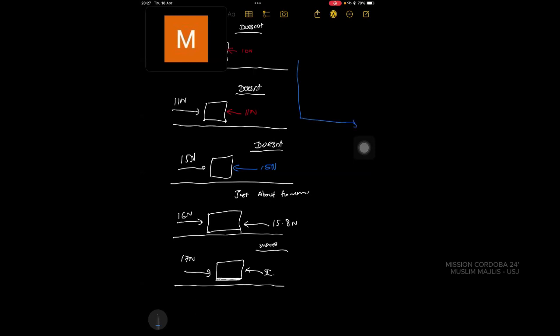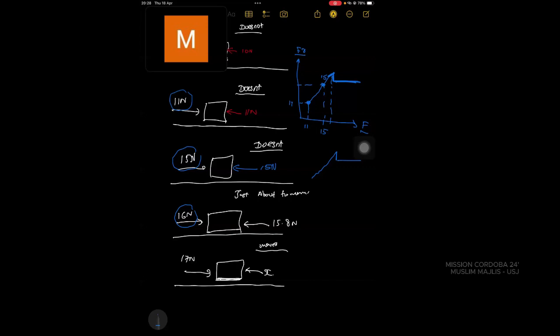This is the applied force, at 11, 15, 16, and this is the frictional force. Applied force versus frictional force. When it was 11, friction was also 11. When it was 15, friction was also 15. When it was 16, there is a small drop, and after that it is constant. So this is how the graph will come: increase, small drop, constant.